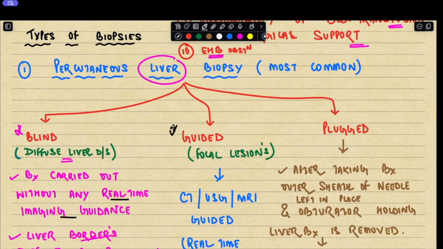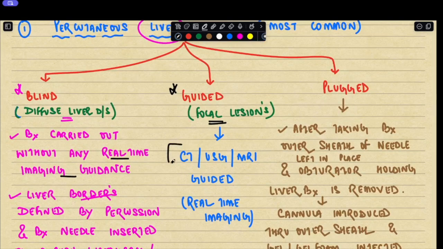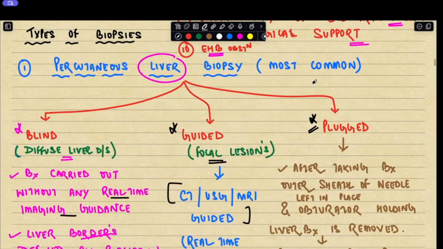Then the second important one is the guided biopsy. Guided biopsy is mainly suggested when the lesion is not diffuse, rather it is focal. You are not performing blindly; under the guidance you know exactly where the focal lesion is, so you can do a precision guided biopsy. Usually here we do it under CT, USG or MRI guidance, under real-time imaging. And there is another way to carry out the percutaneous liver biopsy, that is plugged.